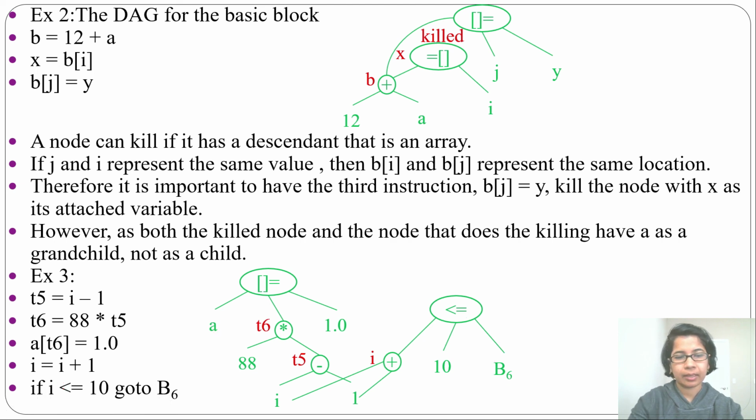Now this is the DAG for this three address code, and here we are not killing any node as nothing is dependent on A. Here we are killing this node as this array is dependent on B.